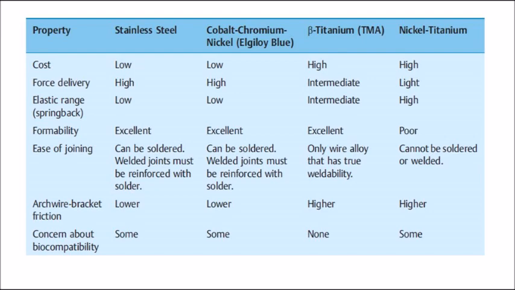Now coming to arch wire bracket friction. This friction is actually highest for your beta titanium, and nickel titanium also offers more friction, but stainless steel and cobalt chromium alloys offer less friction. So this arch wire bracket combination friction is highest for your beta titanium. Then the second comes nickel titanium, and stainless steel and cobalt chromium have the least friction.